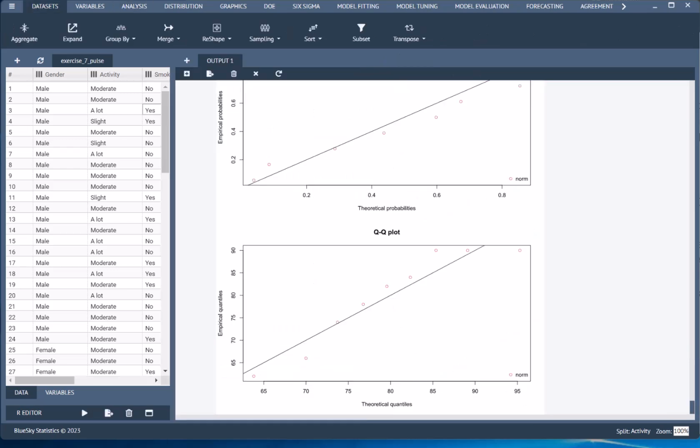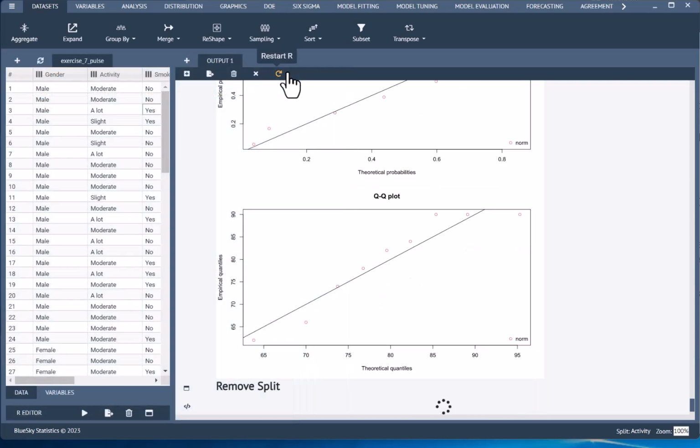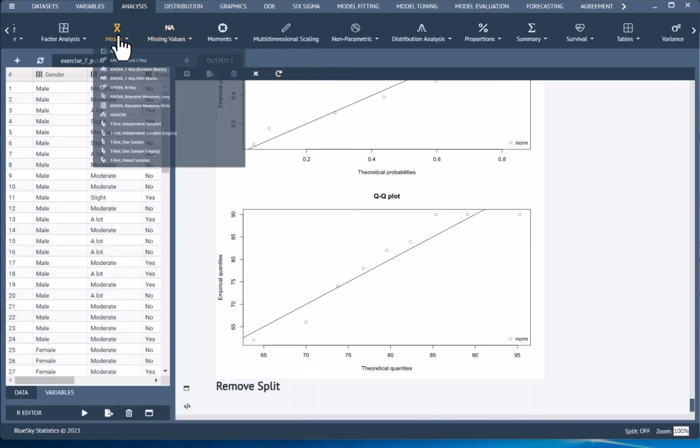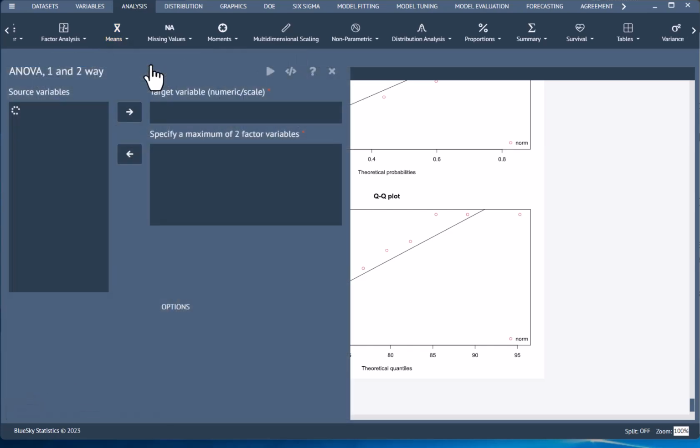Now we'd like to do analysis of variance, and we're allowed. It meets all of our assumptions of normality and homogeneity of variance, but first we have to remove the split. Remember, we are splitting the data. So we go to Data Sets, Group By, remove the split. Now we can go to Analysis, Means, ANOVA, 1 and 2 way.